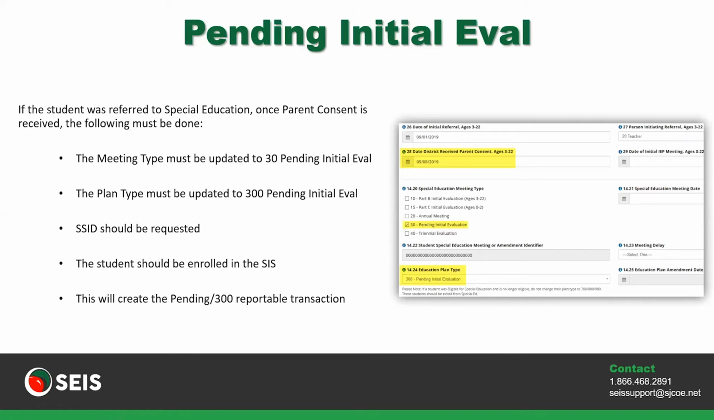At the same time, this is also when the SSID number needs to be requested for the student. The student should also be enrolled into the SIS because that enrollment needs to align with this transaction. So it is really important that when you get parent consent, that all of this is done: requesting the SSID, making sure the student's enrolled, and making sure that meeting type 30 and plan type 300 is selected.